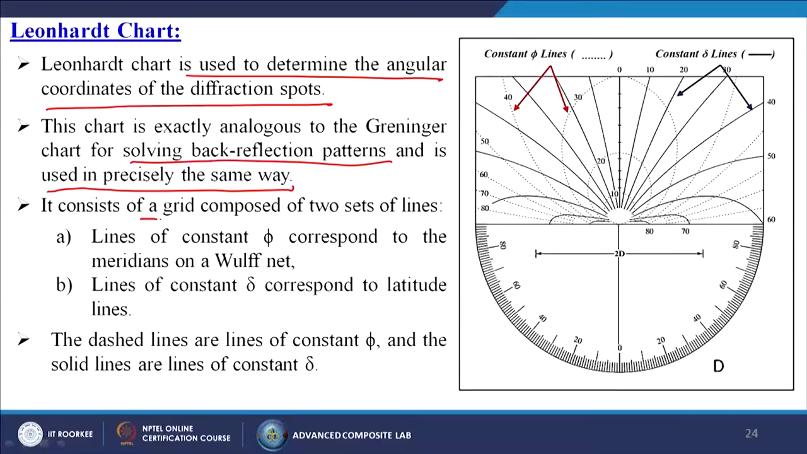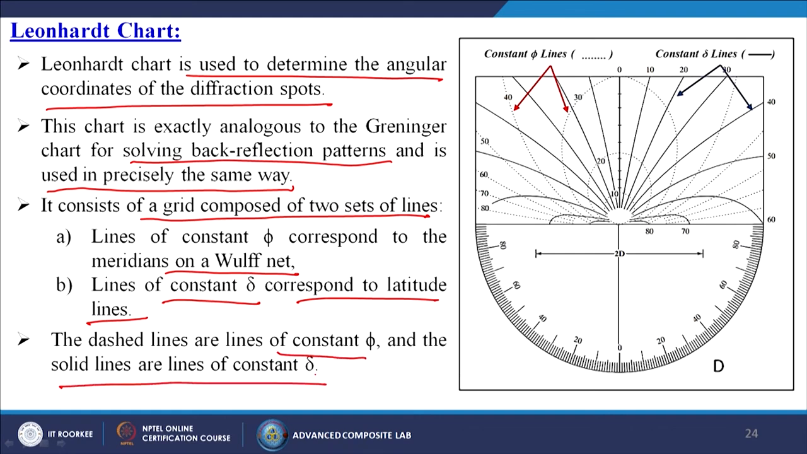So, it consists of a grid composed of two sets of lines. Lines of constant phi correspond to the meridians on a Wolf net, and lines of constant delta correspond to latitude lines. In this case, you can see that one is the constant phi lines, which are dotted in nature, and the other is the constant delta lines, which are dark lines over there. So, this is 10, 20, 30 like that, and this is 10, 20, 30 like that. The dashed lines are lines of constant phi and the solid lines are lines of constant delta.